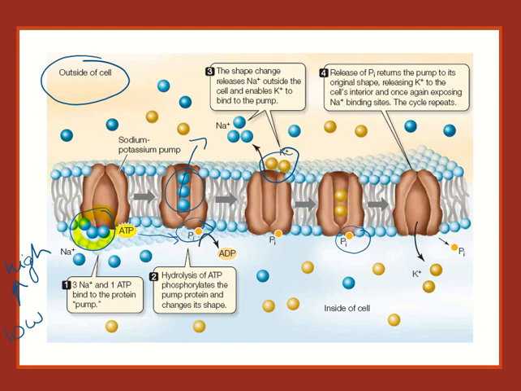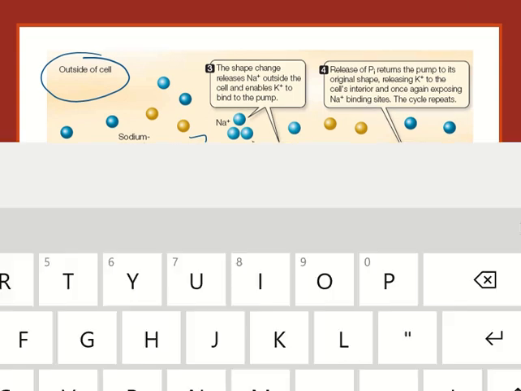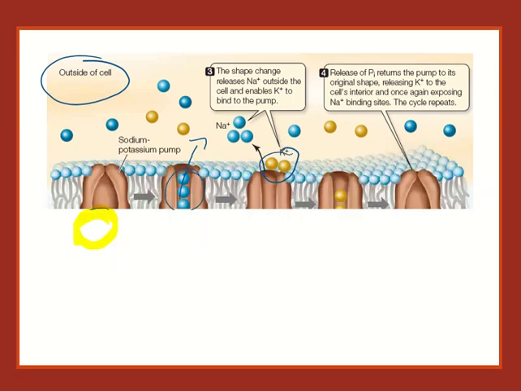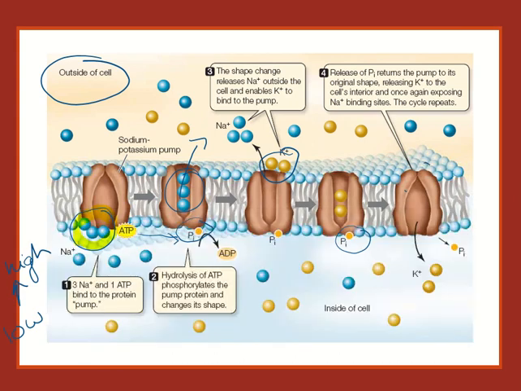Your phosphate's released, and it changes the shape back to where it was. 2 potassiums are released to the inside of the cell. And so it works together to allow us to move 3 to 2 ions using your energy.